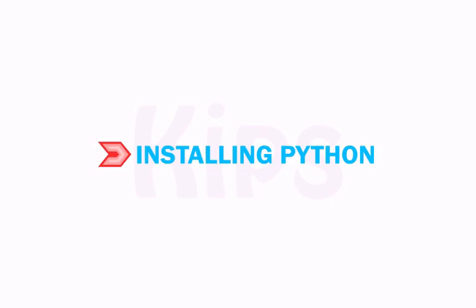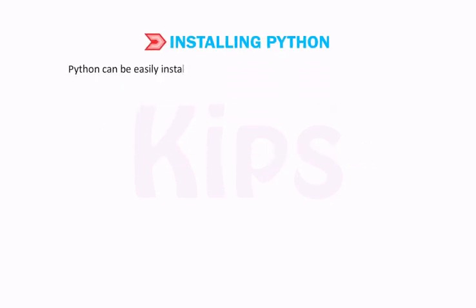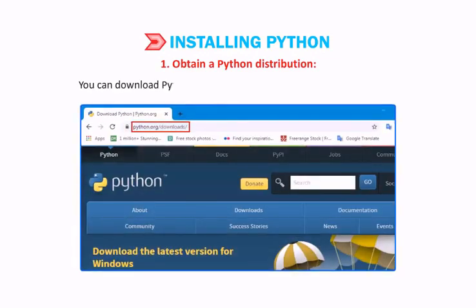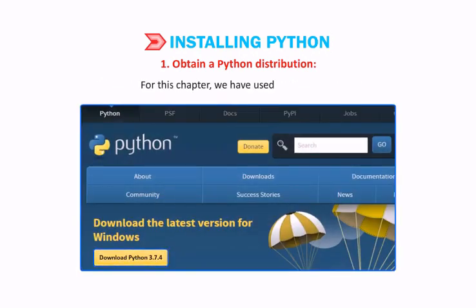Students, now let us know how to install Python. Python can be easily installed on your computer by following the given steps. Number 1. Obtain a Python distribution. You can download Python distributions from www.python.org/download. For this chapter, we have used Python 3.7.4.